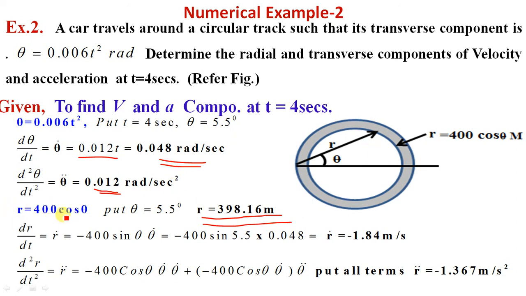So here r is given as 400 cos θ in meters. Substitute θ equal to 5.5 degrees in this equation, and you will get the value of r. Now for r dot, differentiate this equation: the derivative of cos is minus sine θ, θ dot. So r dot is minus 400 sin θ, θ dot.